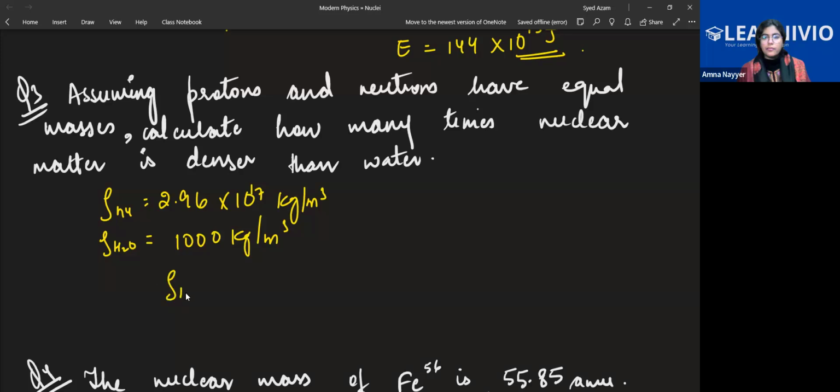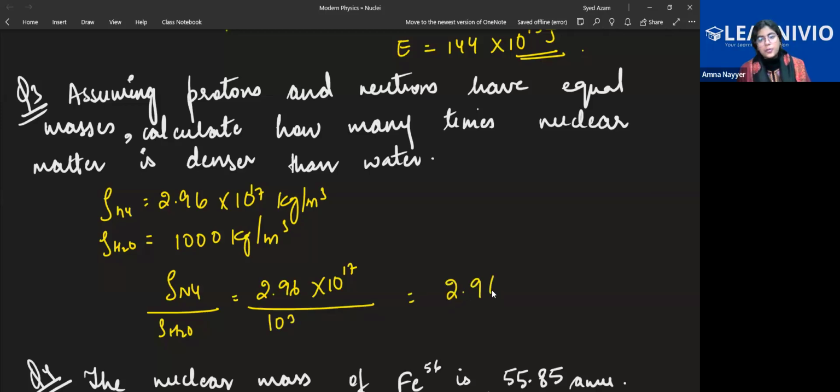Now, if I take the ratio, the density of the nucleus by the density of water, which is 10 to the power 3, this will be 2.96 into 10 to the power 17 minus 3, that is 14. There won't be any unit, kg per meter cube will be cancelled. So basically it says that the nucleus is this many times denser than water. Clear? Yes, ma'am. Okay, one last question.